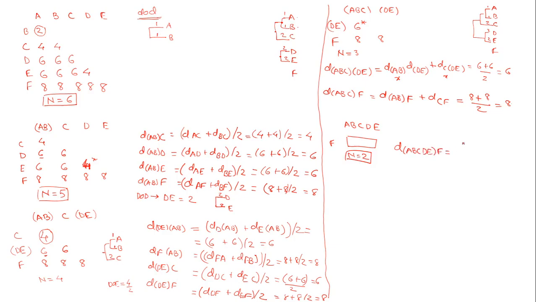And how do we do it? We do it by calculating the distance between ABC and F and the distance between DE and F, right? And then we would divide it by 2. So what is the distance between ABC and F? That is 8. What is the distance between DE and F? Again we have got 8. We would divide it by 2. 8 plus 8 divided by 2 will give you 8. Therefore, finally, we would have got 8 over here.